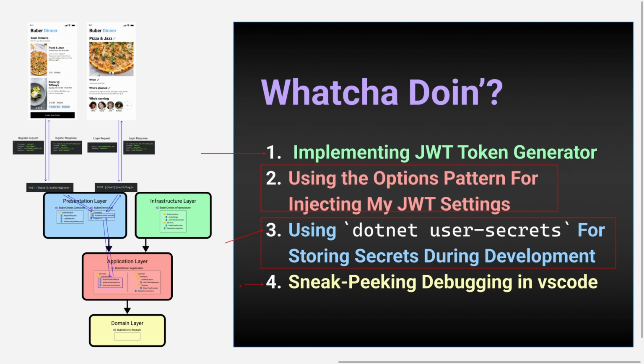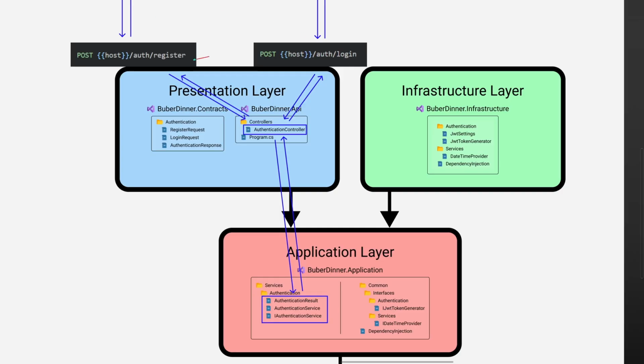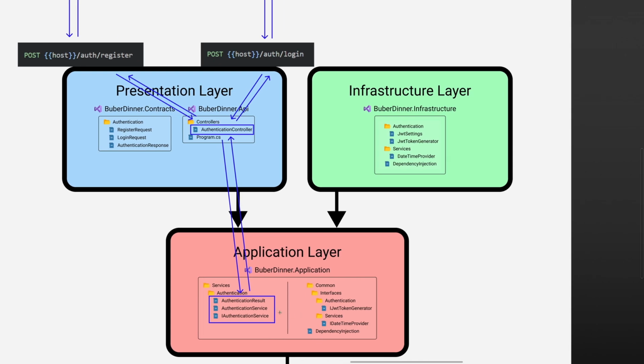depth in part 3. All right, so we had the two endpoints, which make a request to the authentication controller, and from there to the authentication service in the application layer. Today, what we're going to be doing is using the Jwt Token Generator, which from the point of view of the application layer is just using the interface, getting a token and returning it to the user. But the actual implementation sits over here in the infrastructure layer.